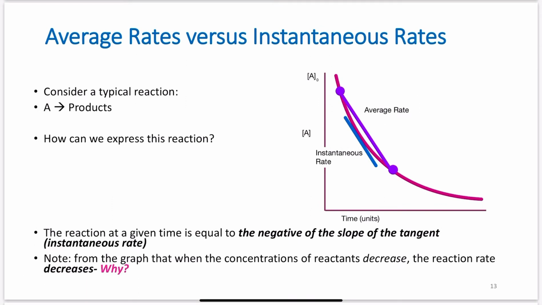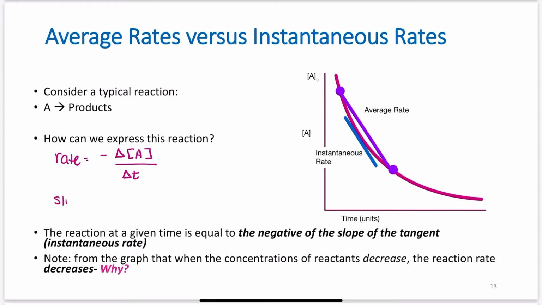What am I talking about here? Well, consider a typical reaction. We have A going to products. We can express this reaction as rate equals negative delta change in concentration of A over delta T, as we talked about in the previous section.